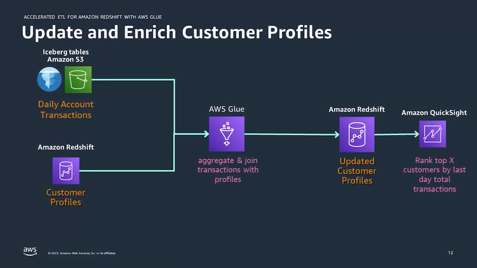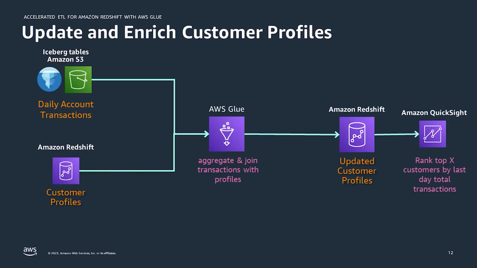All right, so to ground that simple demo in a real-world business scenario, here's one where we have an ETL engineer who is updating their customer profiles stored in Redshift based on many daily account transactions stored in an Iceberg table on S3. Ultimately, the analyst wants to use the account transaction data to update the customer profiles with the latest transactions so that it is easy to rank the top 10 customers by total transactions over the last day.